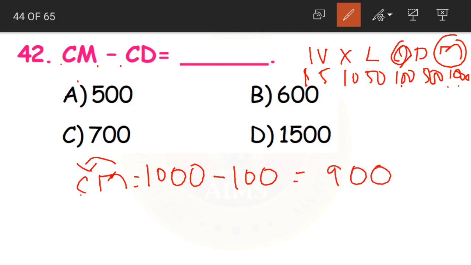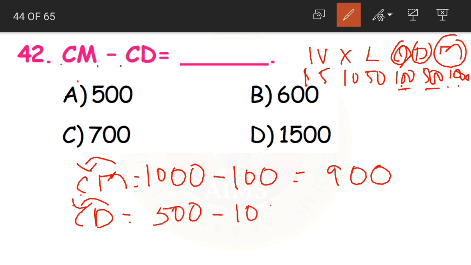Now CD, again, that is 100 and 500. See, the smaller number is to the left of the larger number. So 500 minus 100, that is equal to 400. Now we've got the value of both CM and CD.